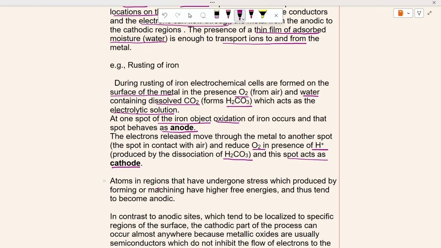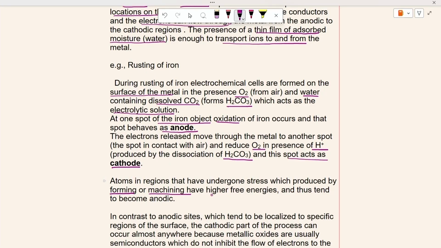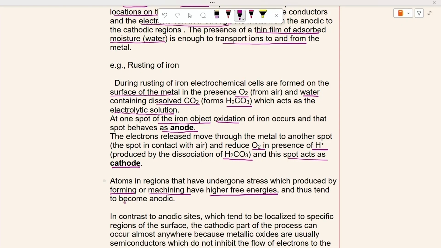Now, where are the regions susceptible to corrosion? During the production of a metal object, in its formation and machining, for example if an iron piece is welded or extruded, it undergoes some type of forming, that is, some abrasion over the surface areas. In these areas, the ions will be at a higher free energy, and therefore they have a tendency to react and lower their free energy. Those are the regions which become more anodic. So, that is a region where the corrosion is going to start.